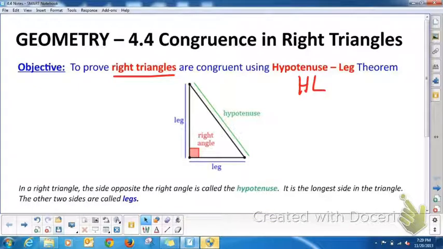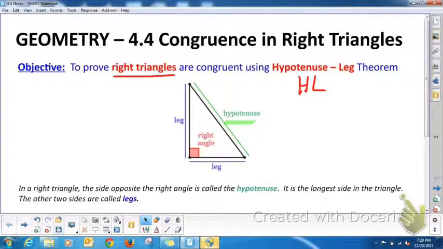So we already have three postulates and one theorem: side, side, side; side, angle, side; and angle, side, angle. And now HL. The thing with the other four is that they could pertain to any two triangles. Hypotenuse leg only pertains to right triangles, because right triangles are the only kinds of triangles that have a hypotenuse.